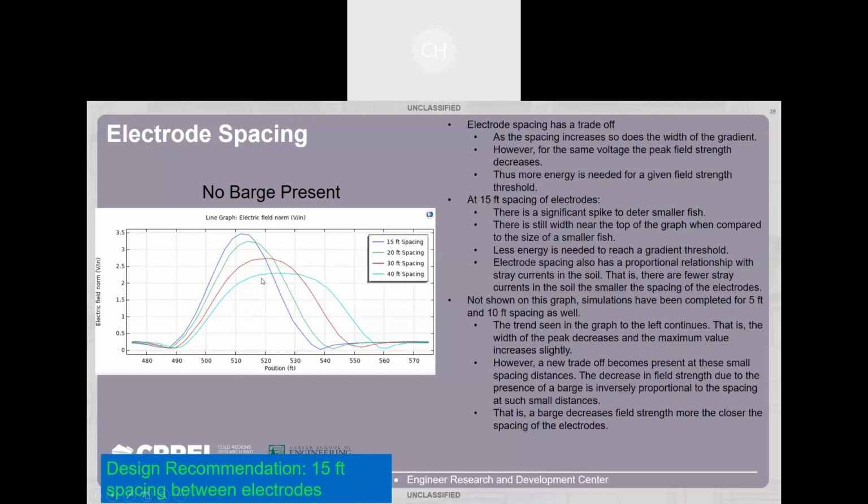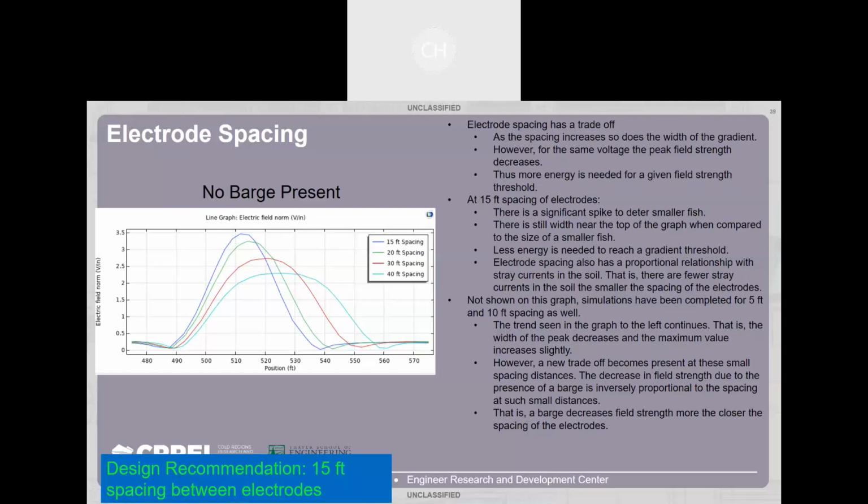And then as they get smaller and smaller, the total max value goes up, but the width starts to decrease. What's not shown on this graph is what happens when you get smaller than 15 feet, which is that this eventually hits a kind of critical value.